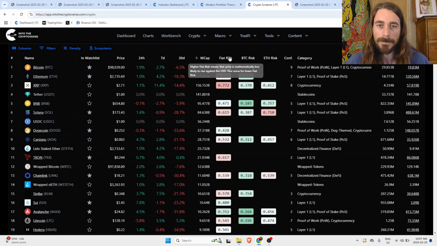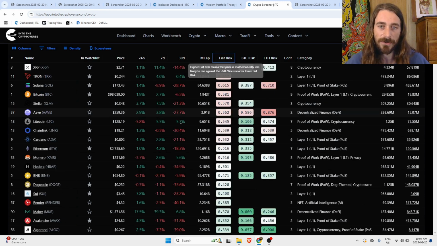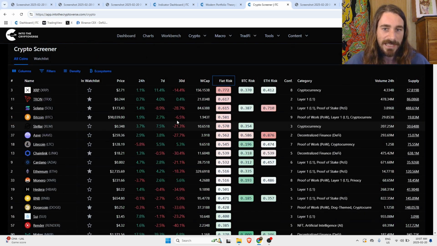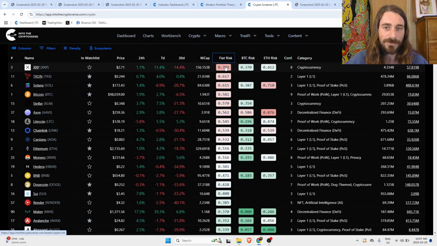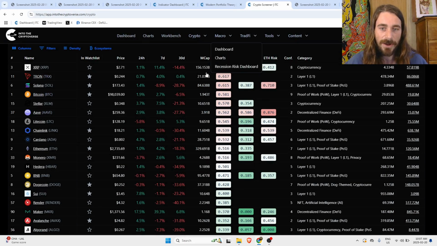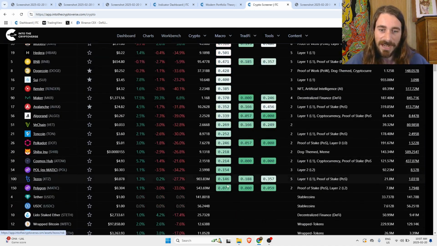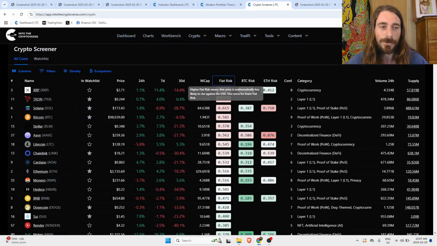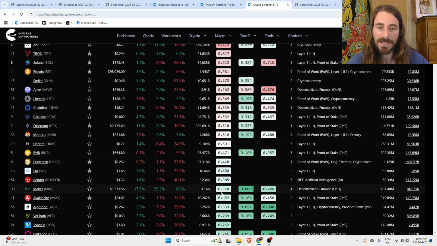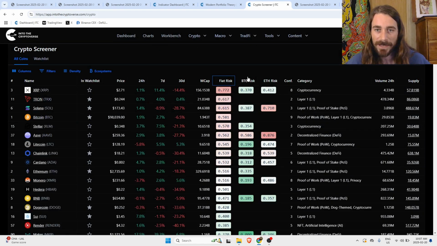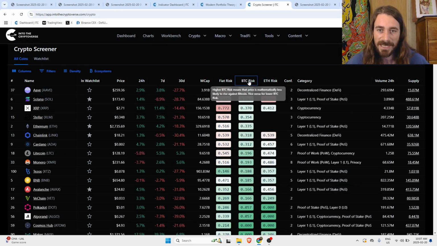So we see here, if we want to just look at the US dollar risk, XRP essentially is the highest risk of these altcoins right now, and then going down the list we just get to lower and lower. So you can come here, take a look at this, see what a coin looks like on its fiat risk. Obviously we want to make sure that we're buying lower risk coins as opposed to higher risk, and then we can also take a look at the Bitcoin risk here.